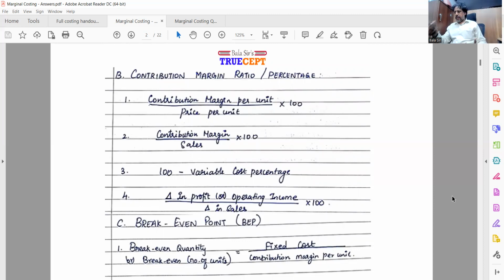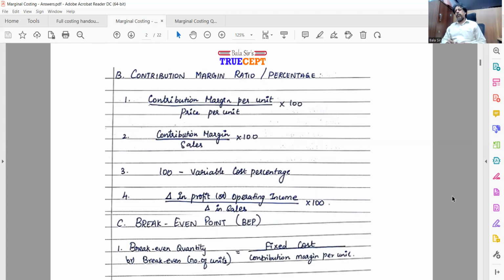So 40%. What is the meaning? For every 1 rupee you sell, 60 paise goes off in variable cost. If you notice, 120 rupees upon 200 is 60% variable cost. 60 paise gone, what is the balance? 40 paise. 0.4 or 40% is your contribution to sales ratio. Understood? Then what is the second equation?